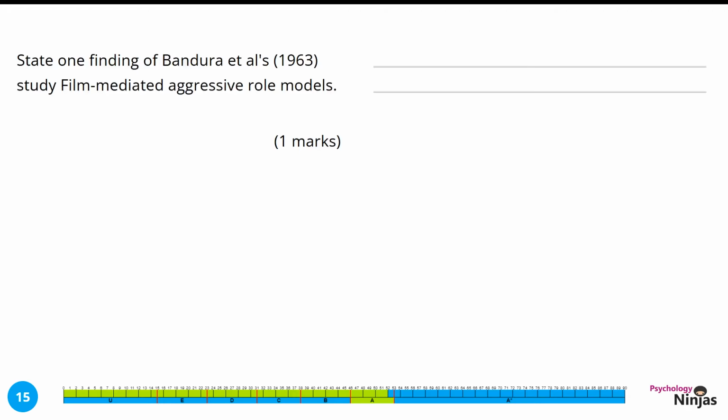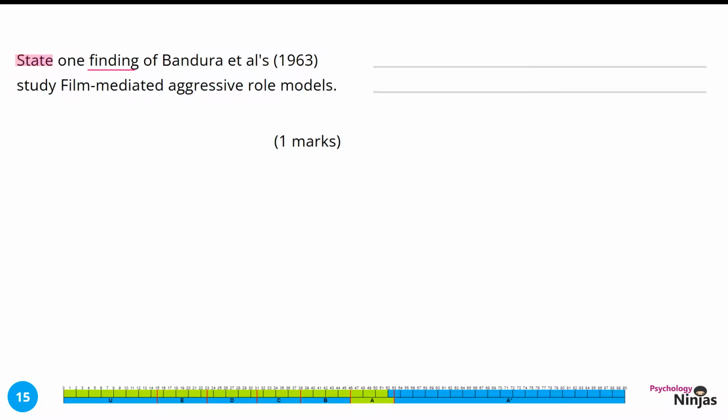State one finding of Bandura et al.'s 1963 study, film-mediated aggressive role models, 1 mark. This question is asking us to state, so a simple sentence would suffice, although we've got to be aware of a couple of different things that are assumed psychological knowledge. Firstly, we need to focus on a finding, which generally requires numerical information. We at least want to make comparisons between different conditions within the study.